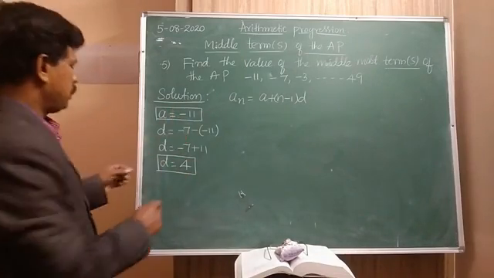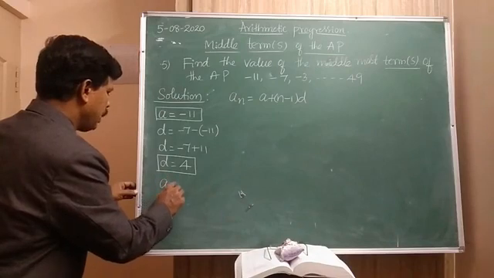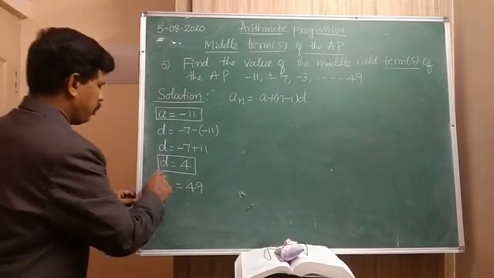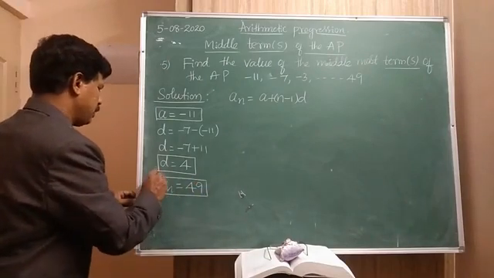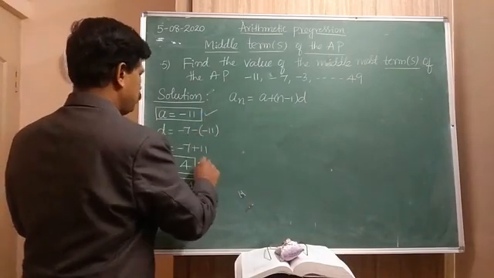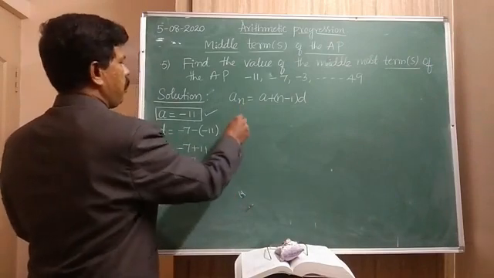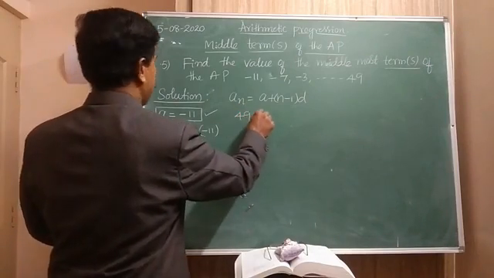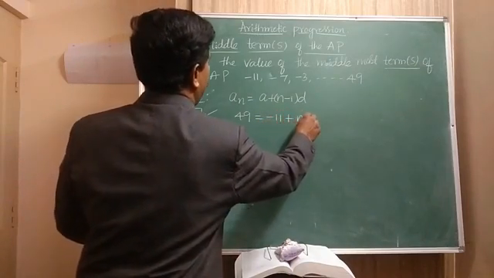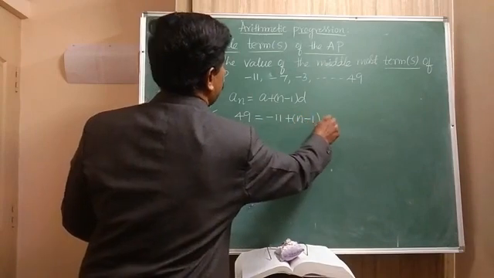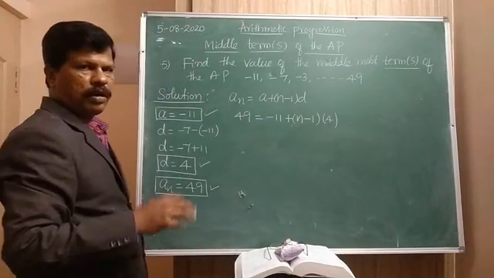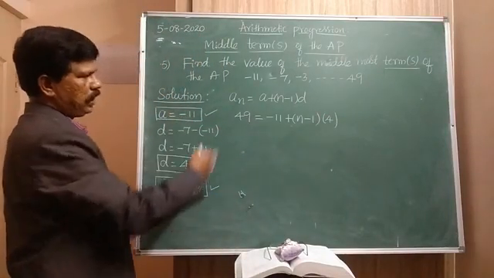So substitute this. Then an, the nth term, is given, that is 49. So first you write down the given terms like this, then substitute all these things. This is 49 equals a, that means minus 11, plus (n minus 1), n we don't know, into d. D means what? 4. Are you following? See, like this.